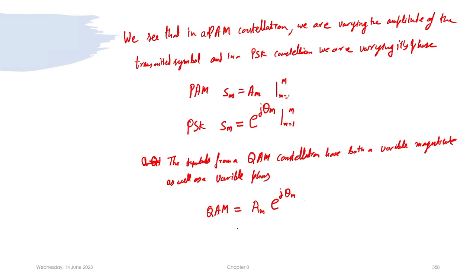Equivalently, this is Am cos θm plus Am sin θm times j. You can write a QAM symbol in two ways, as magnitude and phase, or as this. So it equals BI,m plus j BQ,m. This is quadrature amplitude modulation.